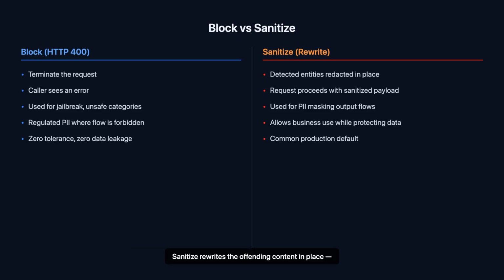Sanitize rewrites the offending content in place. Detected entities are redacted, and the request proceeds with the sanitized payload. That's the common production default for PII masking. The choice maps to one scenario. Is the policy zero tolerance, or do you need the request to keep flowing with the sensitive bits removed?